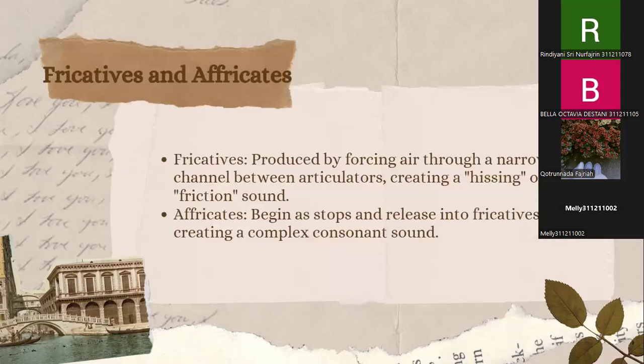Next, fricatives and affricates. Fricatives are consonant sounds produced by forcing air through a narrow channel made by placing two articulators close together. And affricates are complex consonants that begin as stops, where the airflow is completely blocked, and are released into a fricative.